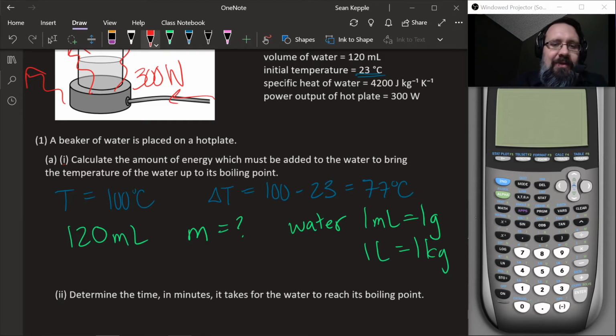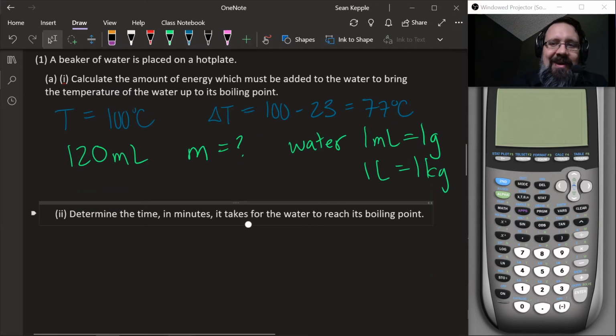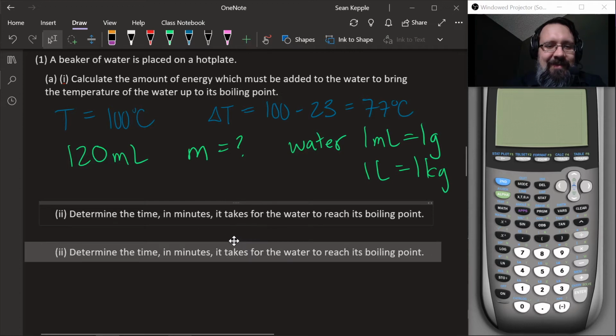All right, so if we do this, it looks like I am completely running out of space here. I didn't leave myself enough space. Let me move this down.